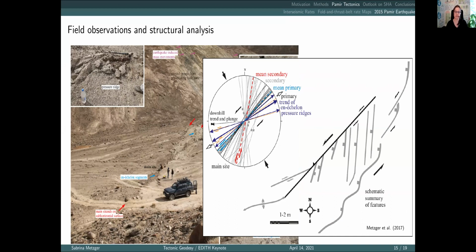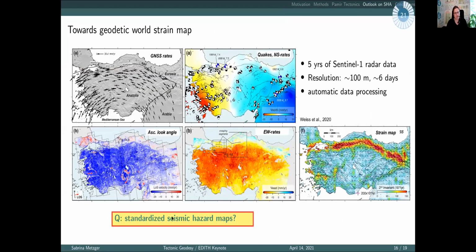Yeah, so now leaving the Pamir and thinking on a bigger scale, there was one question about standardized seismic hazard maps. What could be the way to go there? And I just want to show you what InSAR can contribute. This is work done by the Leeds group, Jonathan Weiss et al. And they did a similar thing as I did, but on a much bigger scale.